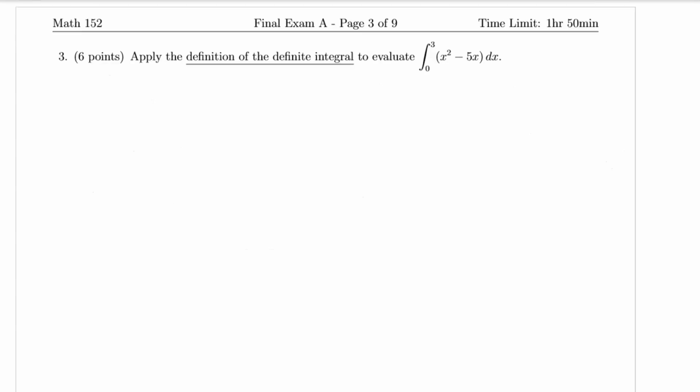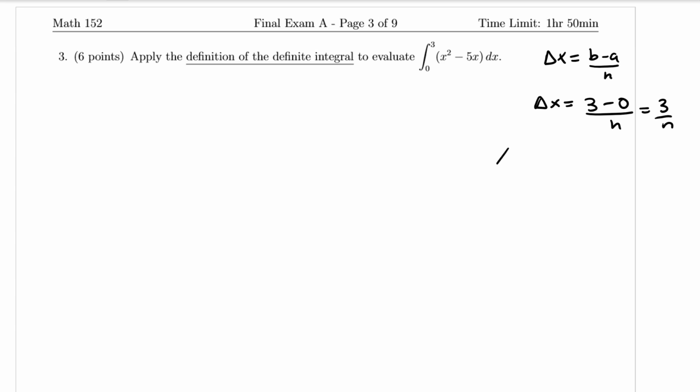Question 3 says, apply the definition of the definite integral to evaluate the definite integral from 0 to 3 of x squared minus 5x dx. Now here, we specifically cannot use the fundamental theorem of calculus, and we have to use the definition of the definite integral. So we're going to start off by calculating delta x, which is equal to b minus a over n. In this case, b is 3, a is 0, and then we have n. So our delta x value is 3 over n.